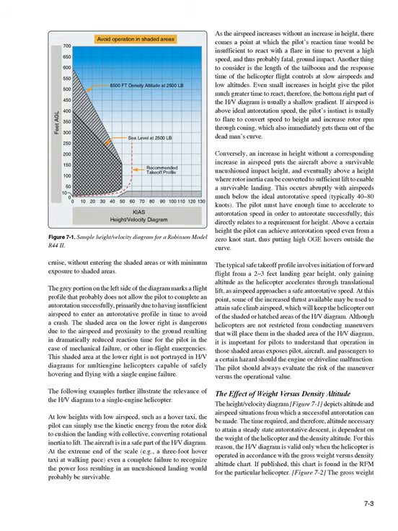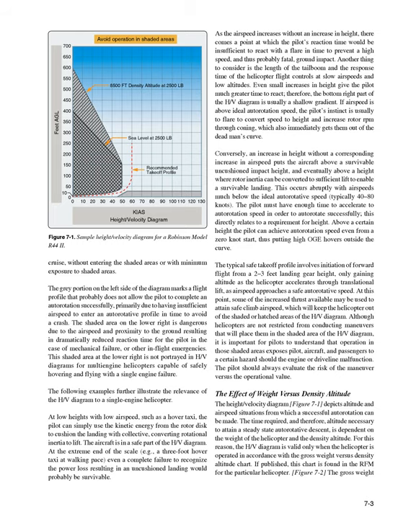Another thing to consider is the length of the tailboom and the response time of the helicopter flight controls at slow airspeeds and low altitudes. Even small increases in height give the pilot much greater time to react, therefore, the bottom right part of the HV diagram is usually a shallow gradient. If airspeed is above ideal autorotation speed, the pilot's instinct is usually to flare to convert speed to height and increase rotor RPM through coning, which also immediately gets them out of the dead man's curve.